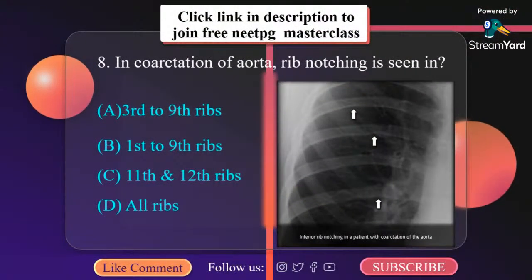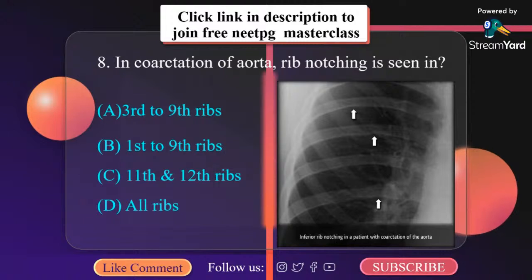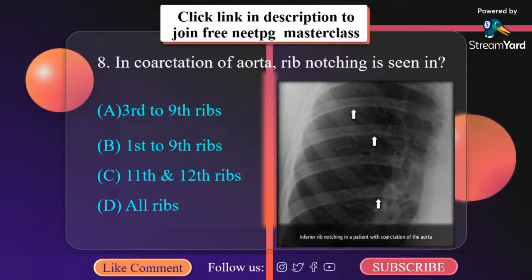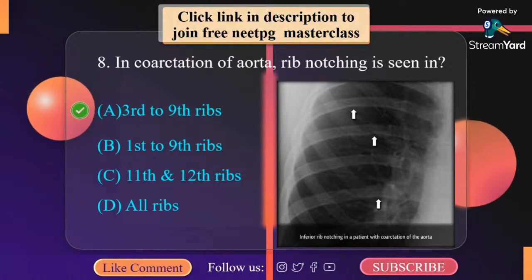In coarctation of aorta, rib notching is seen in A. Third to ninth rib, B. First to ninth rib, C. 11th and 12th rib, D. All ribs. The correct answer here is A. Third to ninth rib.